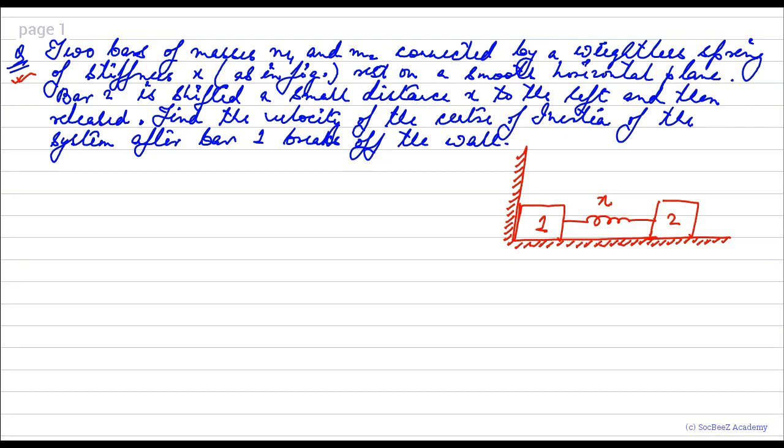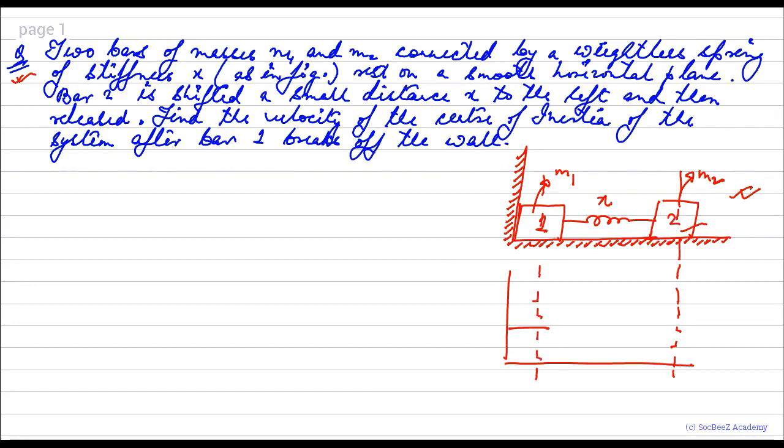Fine, so in this problem, this is my setup and the wall surface is frictionless. I have a spring which is having a stiffness constant of x. This bar of mass m2 is shifted in the leftward direction. Okay, so my initial state is something like this. This is my displacement x. Okay, so this bar 2 is shifted by a distance of x in the leftward direction.